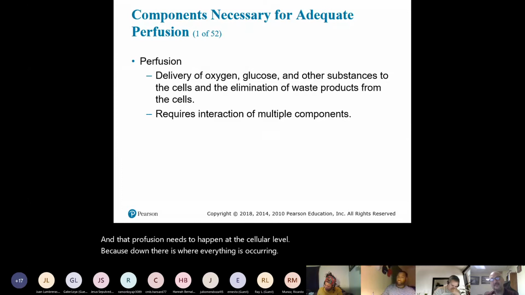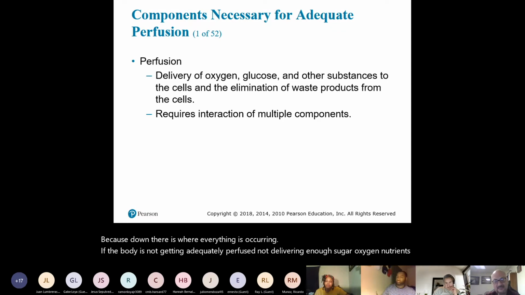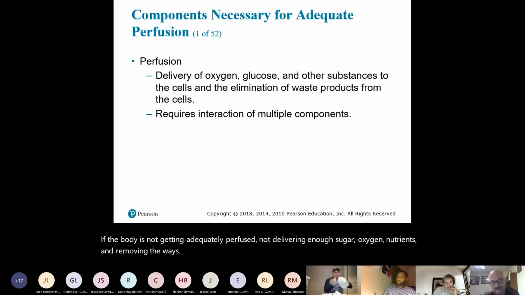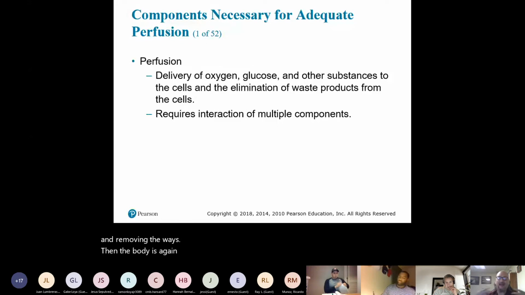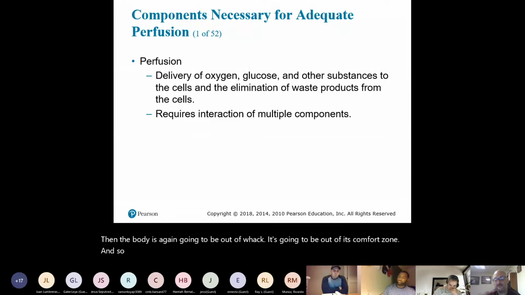If the body is not getting adequately perfused, not delivering enough sugar, oxygen, nutrients, and removing the waste, then the body is again going to be out of whack. It's going to be out of its comfort zone. And so again, what is the body going to do?